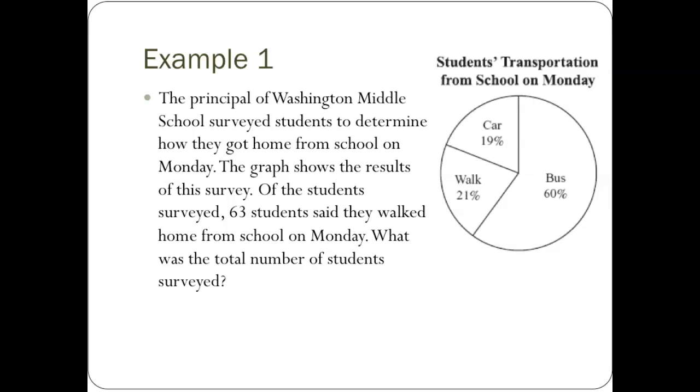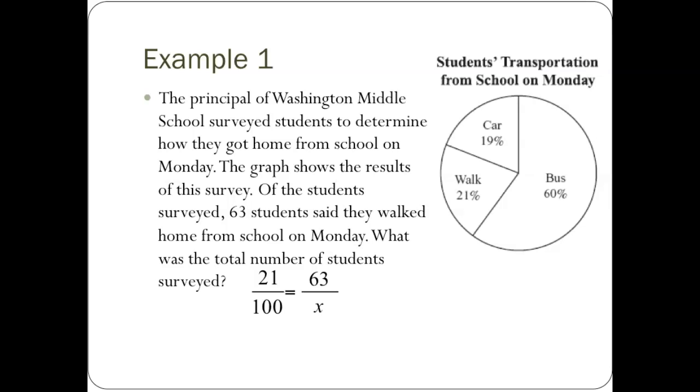Okay, so it says here, if we're looking at the students surveyed that said that they walked home, it says that 21% of them walked home. That means 21 out of 100 said they walked home. So this is a part to whole setup. So I'm going to write 21 over 100. And then we also know that 63 students exactly said they walked home from school. And we want to know the total number, or the whole number, of students that were surveyed. So this is going to equal 63 over x.